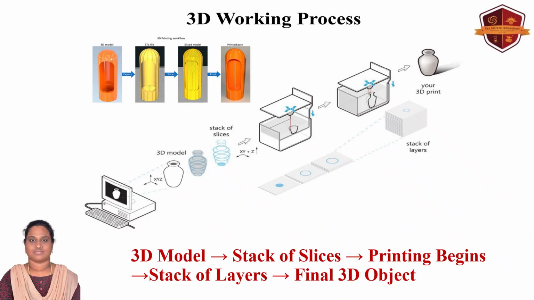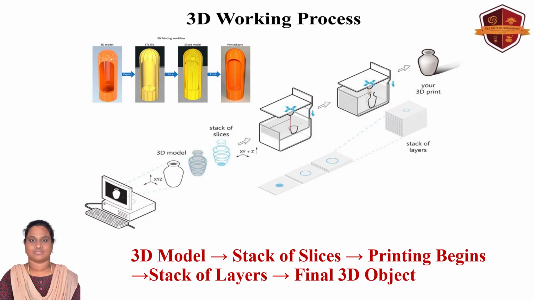So first of all, the printer moves the print head in X and Y directions and deposits material for one layer. Then it moves slightly up in Z direction. Now each new layer is printed on top of the previous one. Then layers bond together to form the complete object. This continues until all layers are printed.